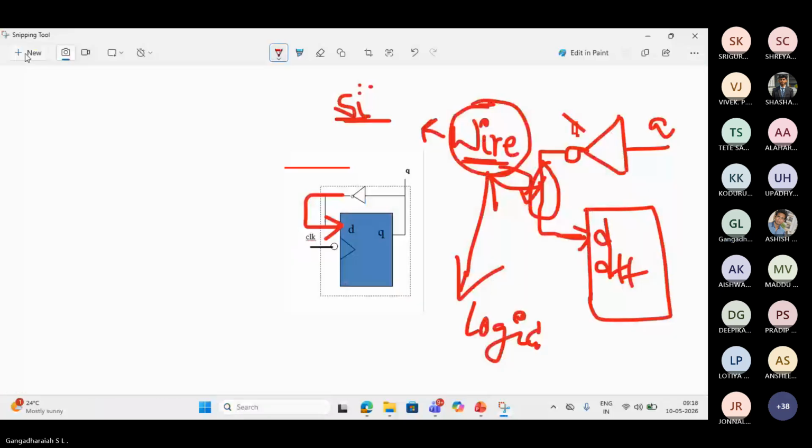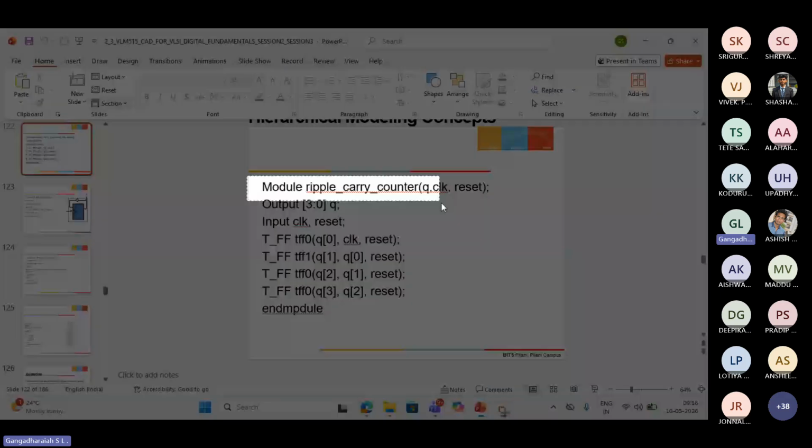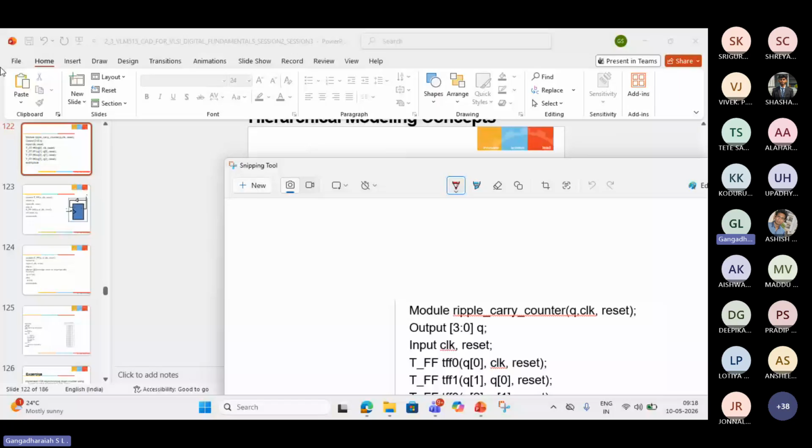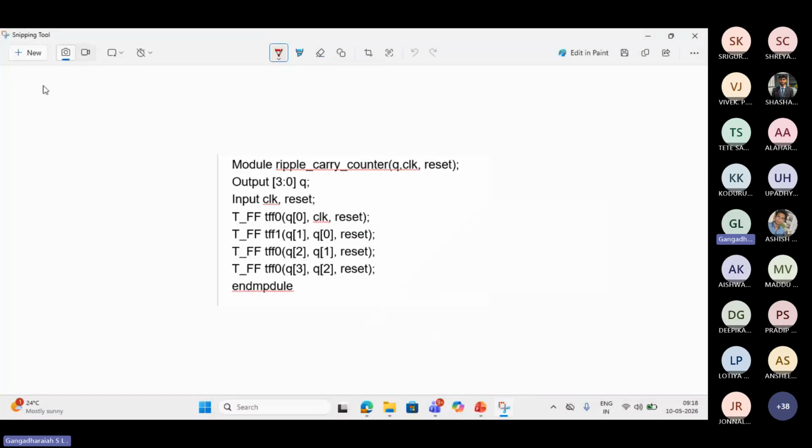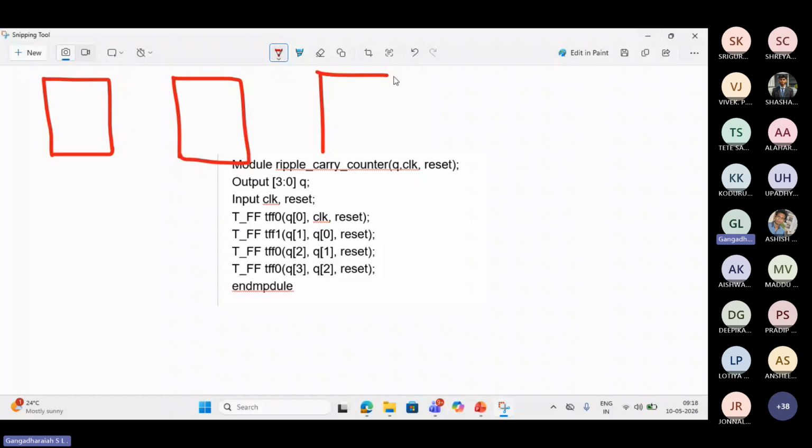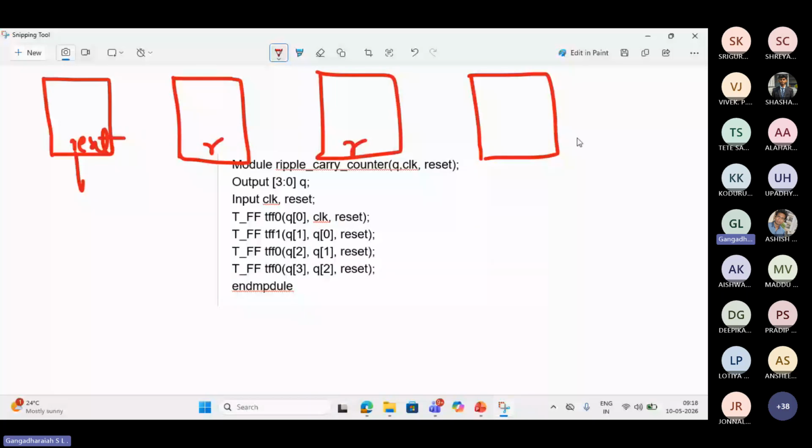Now see what I am doing. I'm trying to build a ripple carry counter. It is asynchronous by definition. Let's say you have 4 T flip-flops. Please understand, you have 4 T flip-flops. Every T flip-flop has a reset. So I write it as R for understanding, because writing reset takes a lot of time. So this is reset.